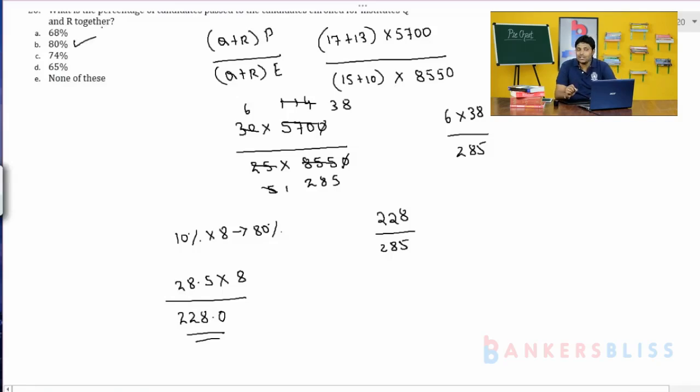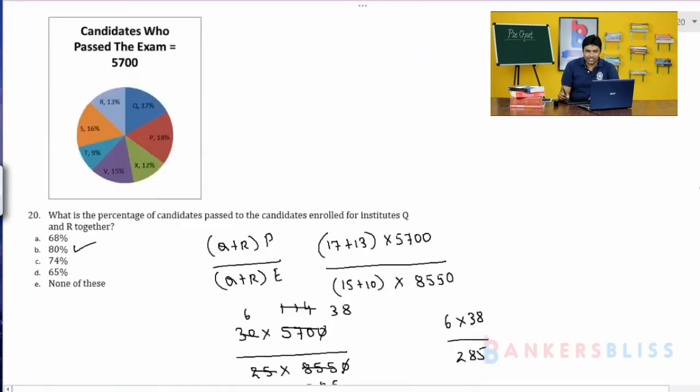See here, 80% was easy for me to calculate. So, I calculated 80%. Next, if it was very less, based on the value I am going to get, based on that I used to estimate whether it is 68, 65 or 74. So, 228 is the right answer, that is 80%. Option B is the right answer.